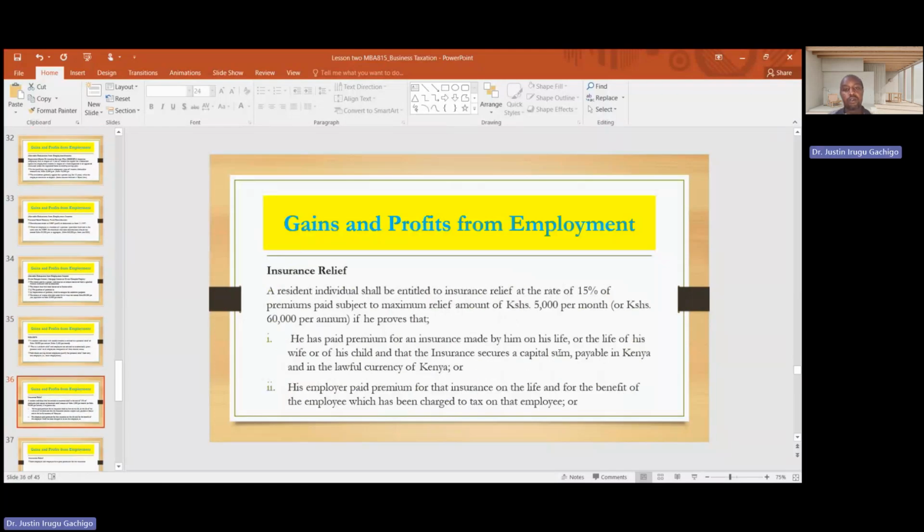Then you have insurance relief. So if you have taken an insurance cover, the relief is 15% of the premium paid, subject to a maximum relief of 5,000. You have a life insurance cover. So you're supposed to claim a deduction in your payroll of 5,000 per month, or 60,000 per annum. You're supposed to disclose this information to your employer so that they can be able to give you that relief at the end of the year.